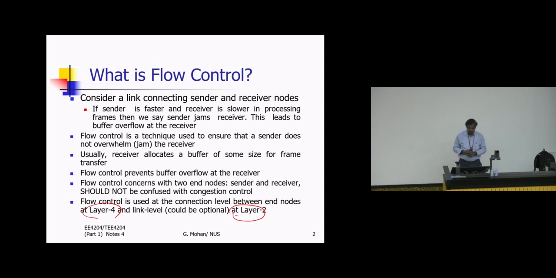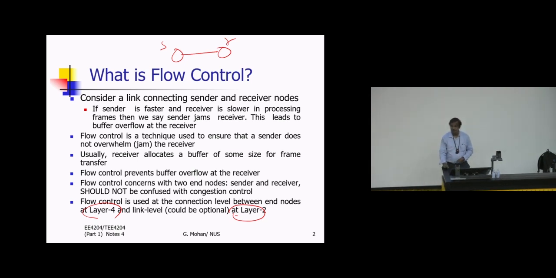Now, what is flow control? The problem can be easily understood. Let's say there is a sender and a receiver connected by a link or by a connection. When we say connection, we refer to layer 4. When we say connected by a link, we refer to layer 2. Okay? So the sender is sending frames. Note that we call the packets frames at layer 2. The sender is sending frames to the receiver at a certain rate. Certain rate means, let's say, per second it is sending 100 frames.